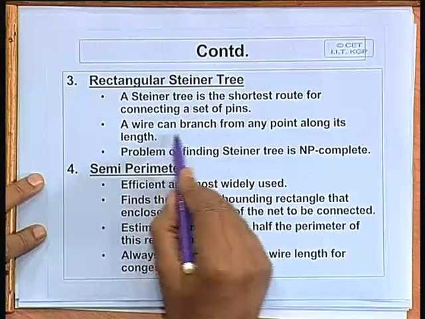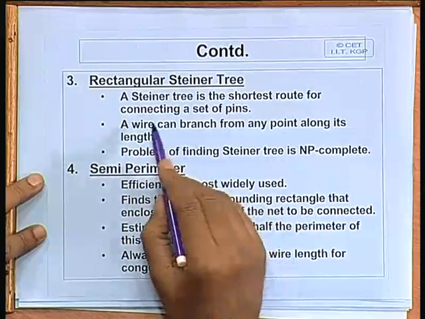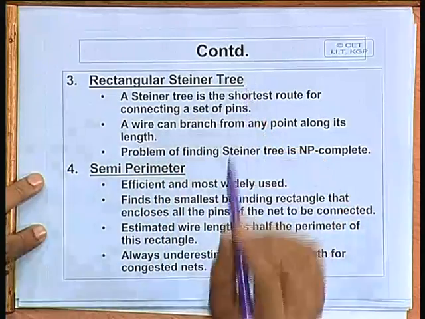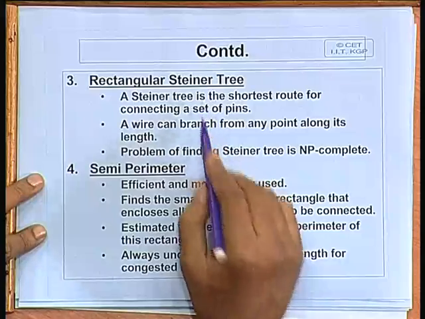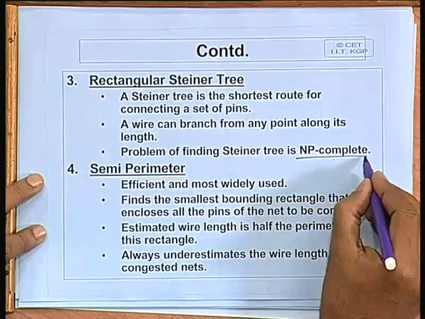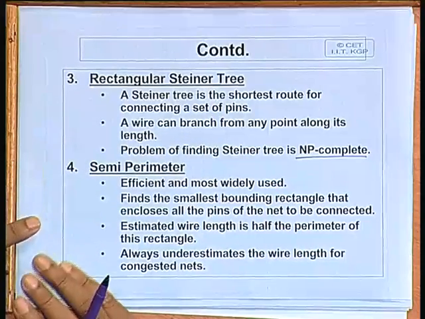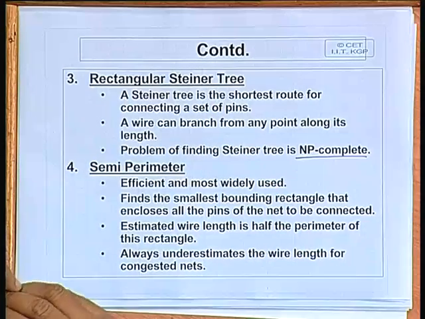So, in this case a wire can branch from any point along its length, but the difficulty here is that the problem of finding the minimal Steiner tree has been proved to be NP complete. So, although this is extremely desirable, finding the best Steiner tree is not computationally feasible, right.